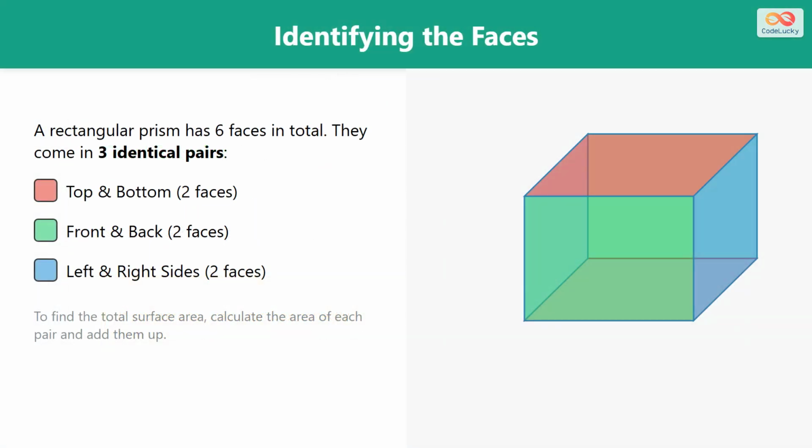Let's look at a rectangular prism. It has 6 faces in total. The interesting thing is that they come in 3 identical pairs. You have the top and bottom, which are the same. The front and back are the same, and the left and right sides are the same. To find the total surface area, you calculate the area of each pair and then add them all up.